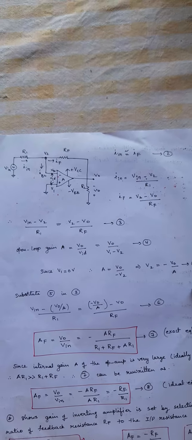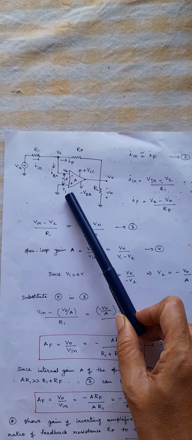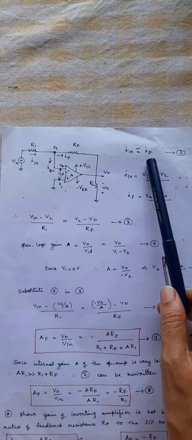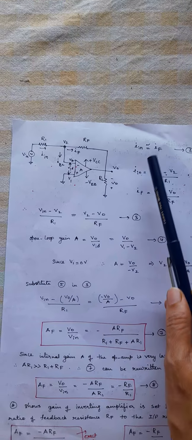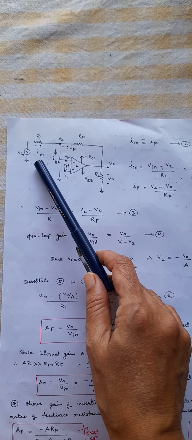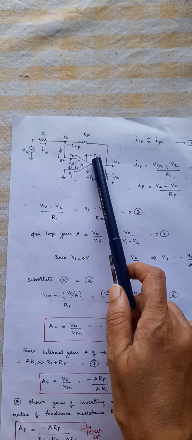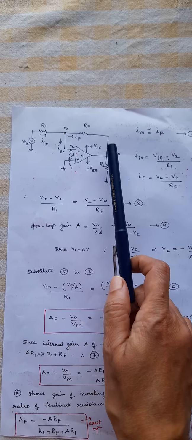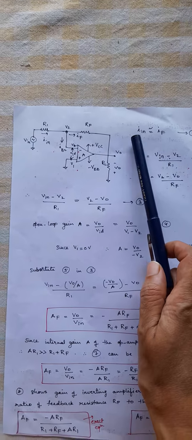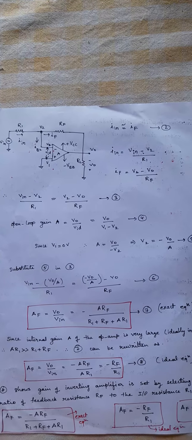Continuation of it. So what we have done now? To this diagram, that is to the closed loop inverting amplifier, we have applied KCL at node V2. So we got the equation I in approximated to IF. What is I in equal to? Apply the voltage equation: I in is Vin minus V2 by R1. What is IF equal to? V2 minus V0 by RF. Rewriting those two equations here, I in is Vin minus V2 by R1 and IF is equal to V2 minus V0 by RF.